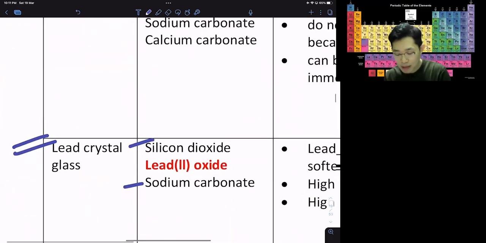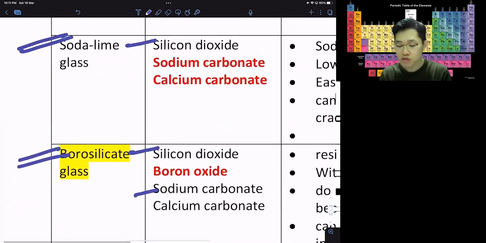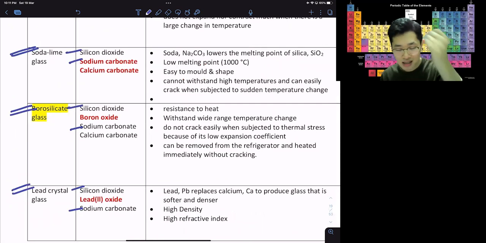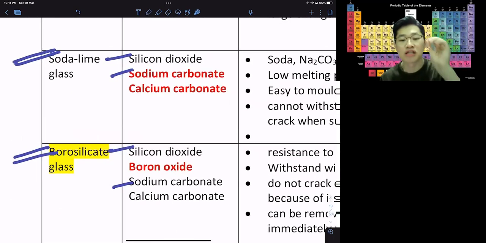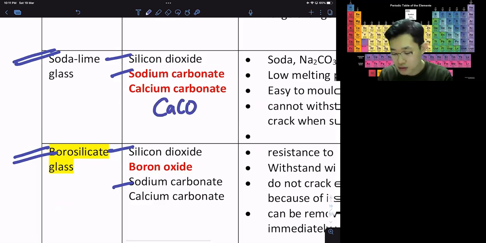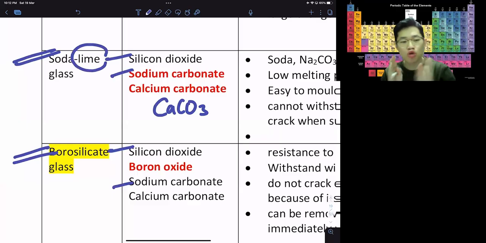They all have sodium carbonate. So remember, silicon dioxide, sodium carbonate. Everybody also got one. And then the next thing is going to decide what type of glass they are. Calcium carbonate. Calcium carbonate is also known as limestone, right? So you see, lime, soda lime glass.